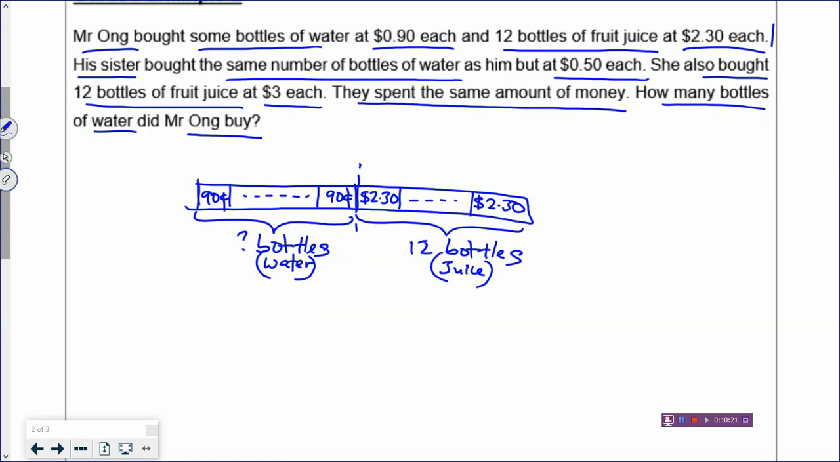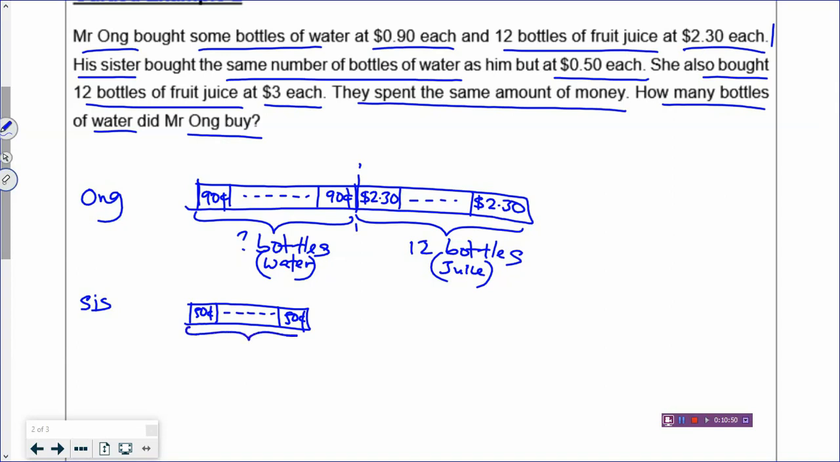Okay, his sister bought the same number of bottles, but at 50 cents each. So this is Mr. Ong, and then this is the sister. And the sister bought the same number of bottles. So the money that she spent must be lesser now, right? Because now every bottle of water is 50 cents each. So let's cut one bottle here, and over here also 50 cents. But we don't know how many. Again, we don't know how many bottles of water.